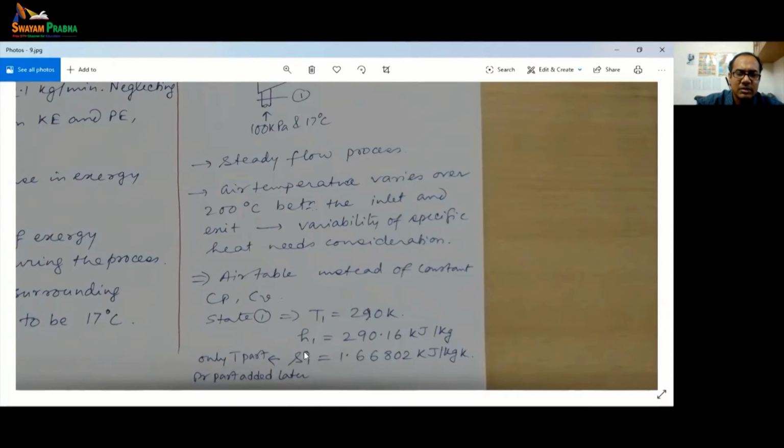What does this naught stand for? We have seen earlier that entropy is a function of temperature as well as pressure. So whenever we mention naught, it is taking only the temperature part, evaluated at the standard pressure of 1 atmosphere. So you have to include the pressure part on top of this, but this is available in the table, so we just take that value.